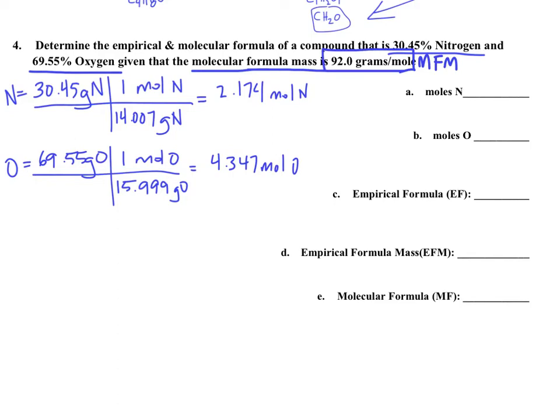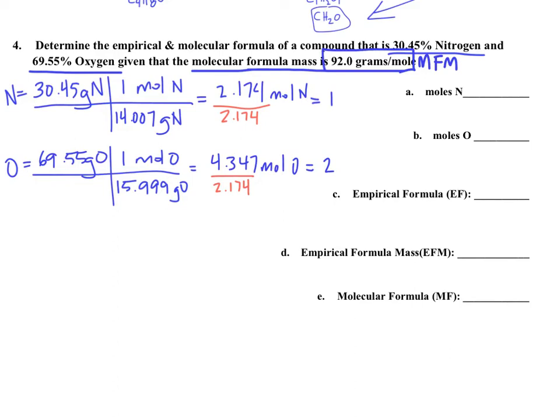Okay, so my next step is to divide by the lowest mole value. Well, my lowest mole value, let's see, I got 2.174 and 4.347. This is my lowest value. So I'm going to divide both of those by 2.174. So obviously, any number divided by itself is 1, and 4.347 divided by 2.174 is approximately 2, and these are my subscripts.